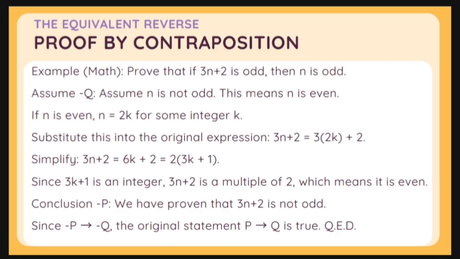3n plus 2 equals 3 times 2k plus 2. Simplify: 6k plus 2 equals 2 times the quantity 3k plus 1. Since 3k plus 1 is an integer, 3n plus 2 is a multiple of 2, which means it's even. Conclusion, not P: we have proven that 3n plus 2 is not odd. Since not Q implies not P, the original statement P implies Q is true.